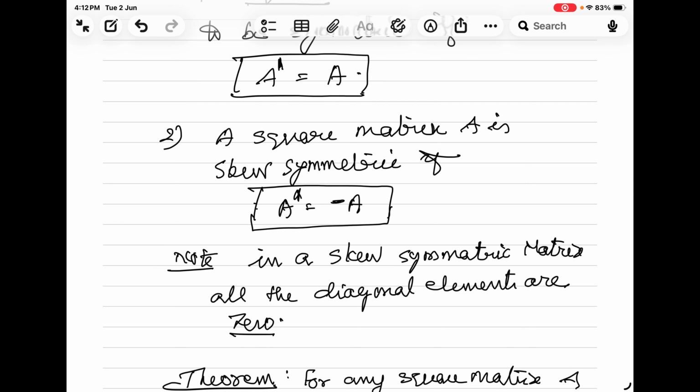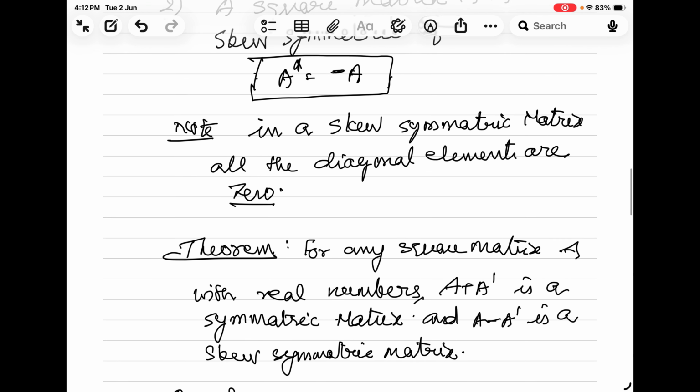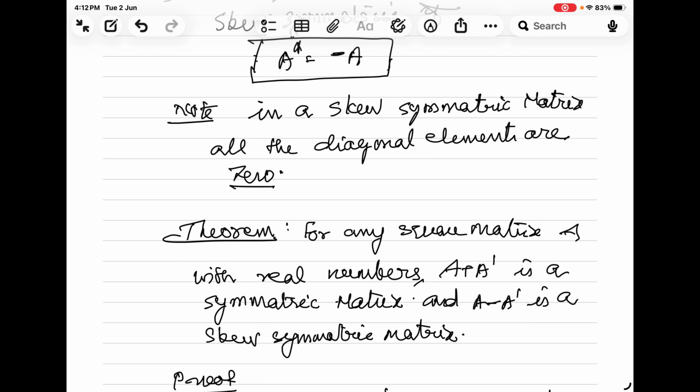In a skew symmetric matrix, this is a very important note: all the diagonal elements are 0. We can expect this as objective type questions, or some matrices will be given and you have to write which is skew symmetric. If the diagonal elements are 0, then you can write that it is skew symmetric. Please try to understand that for symmetric and skew symmetric, the matrices should be square matrices, that is, the number of rows and number of columns should be equal.